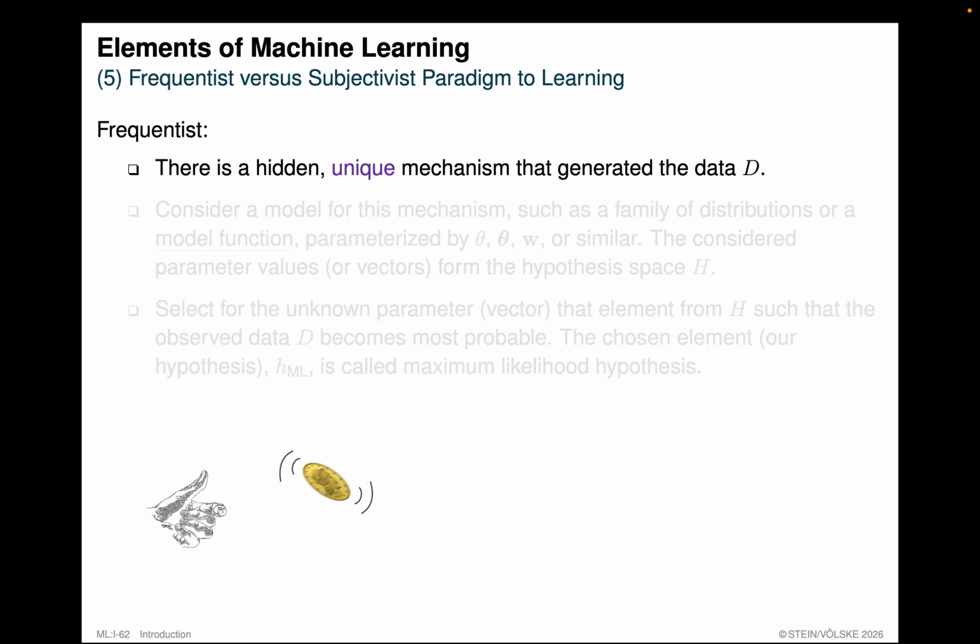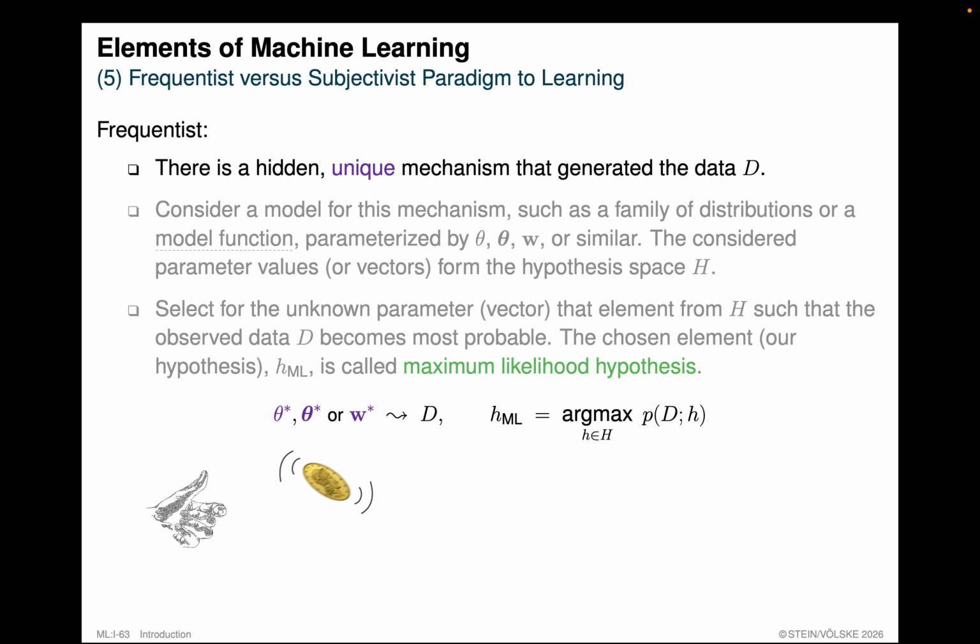Do we get our knowledge from the data, or do we get our knowledge from ourselves? So the frequentist versus the subjectivist paradigm of learning. With the frequentist paradigm, we assume that there's one unique mechanism that created our example data, the expert or something else. And we could take as a simple example, coin flips. So we can use a coin and just flip it a couple of times and create data, and just record whether it's tails or heads.